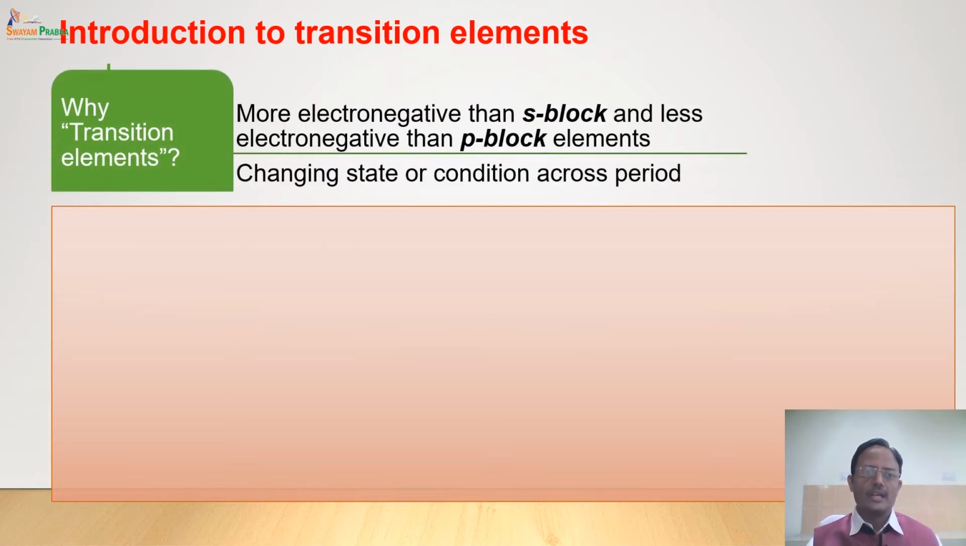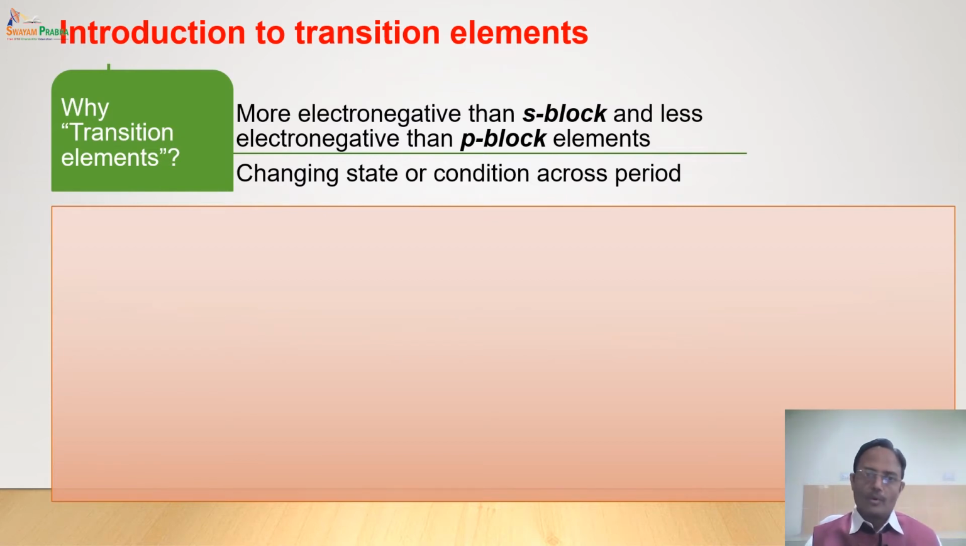Why are these elements called transition elements? Transition is a word meaning a transformation or changeover, changing from one state to another form. If we see the properties of these elements, they are intermediate between s block elements and p block elements. These d block or transition elements are placed at the center of the periodic table between s block and p block elements.